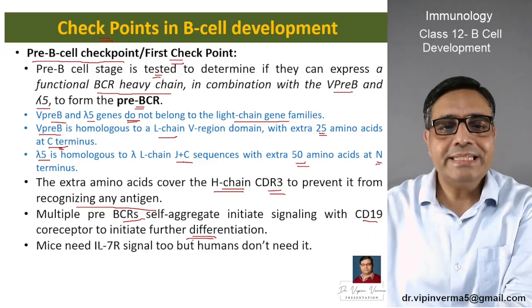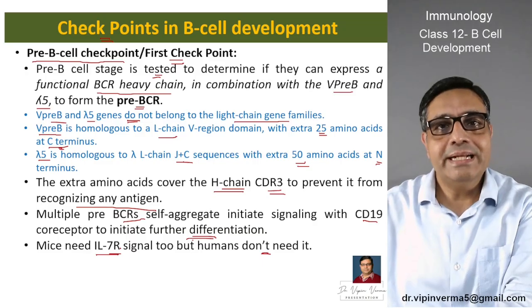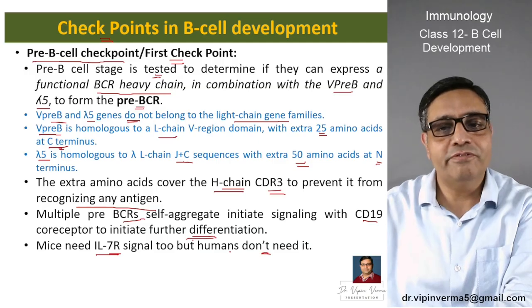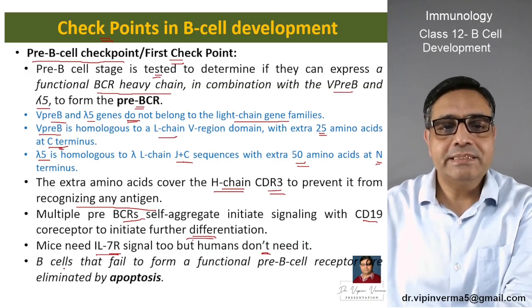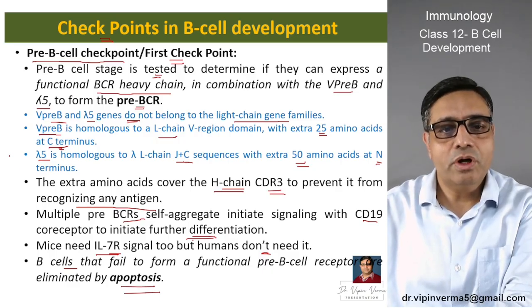Clear? Now mice need IL-7 receptor signal too, but humans don't need it. That means mice need the IL-7 ligand to bind with the receptor, apart from other signals, but we humans don't need it. B cells that fail to form a functional pre-BCR are eliminated by apoptosis, and that's why it is a checkpoint. All right. So B cells that fail to form a functional pre-BCR receptor are eliminated by apoptosis. Okay.